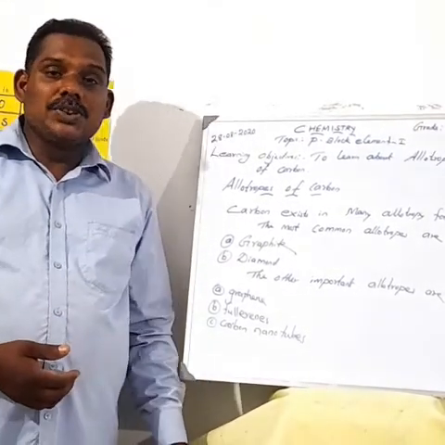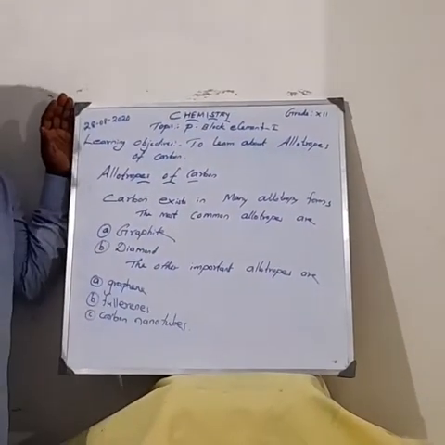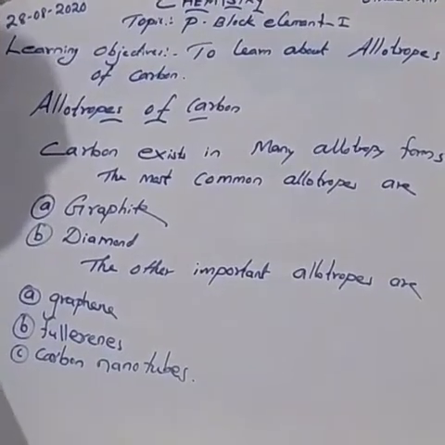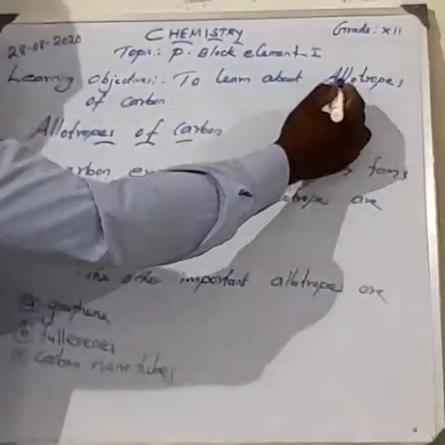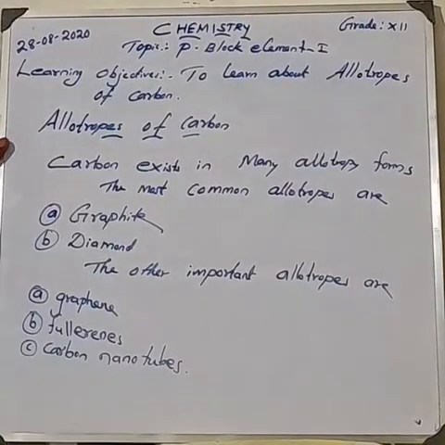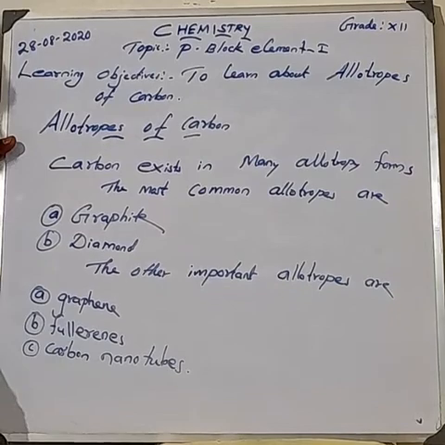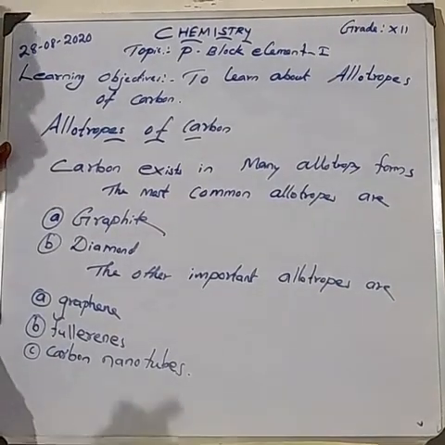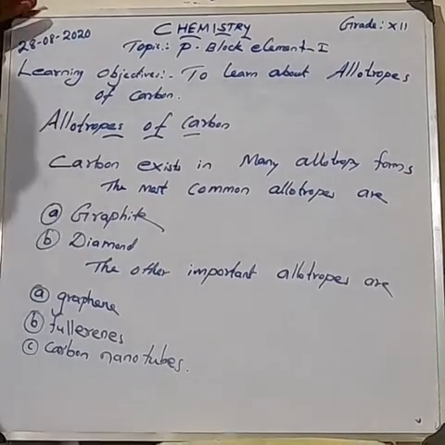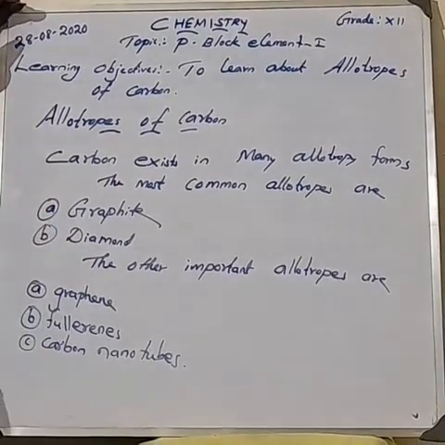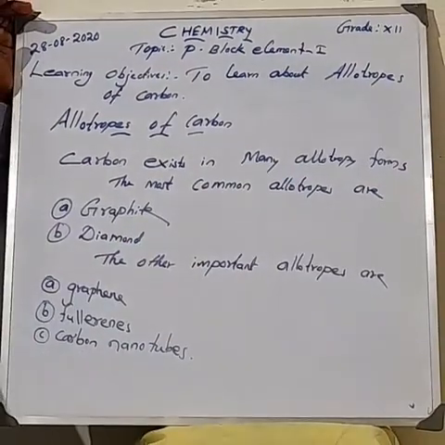Today our study portion is the same lesson, P block element 1. Our learning objective is to learn about allotropes of carbon. What is an allotrope? Change from one form to another form. Like that, carbon exists in many allotropic forms.